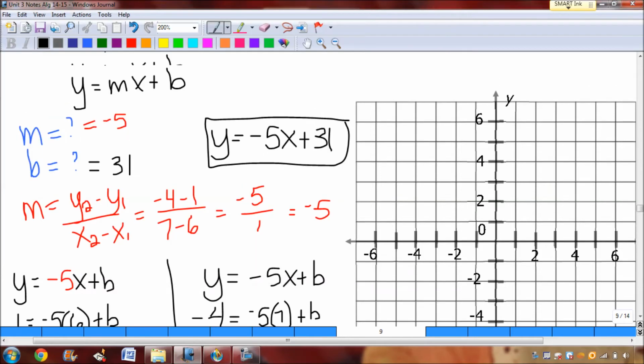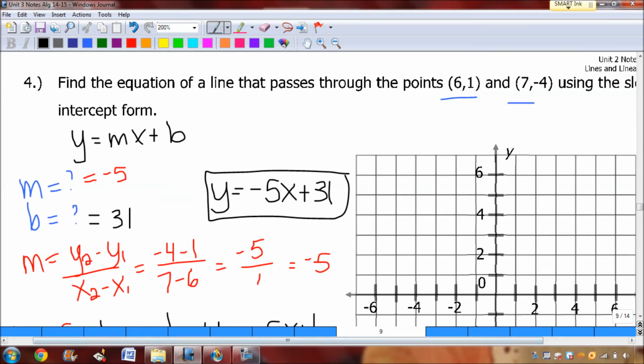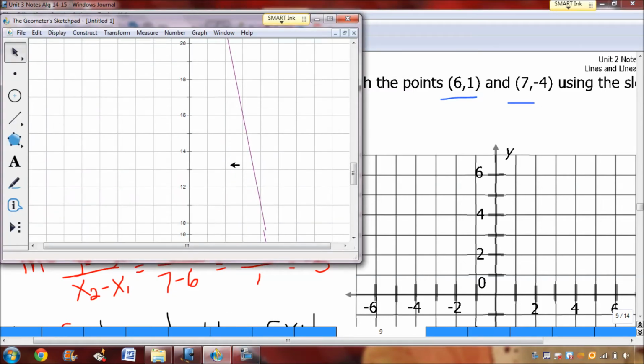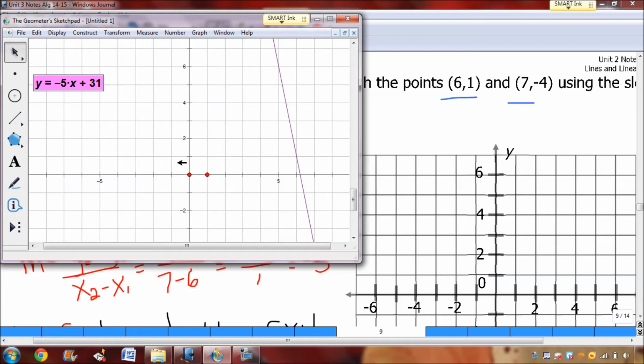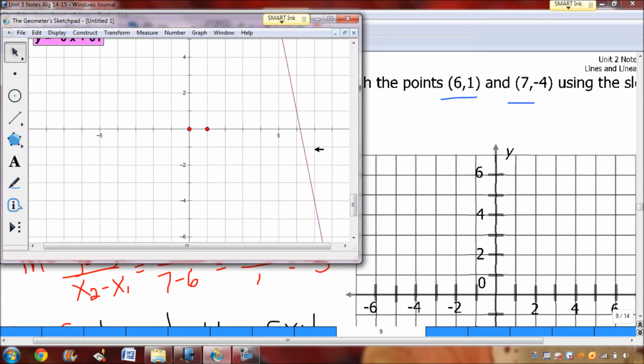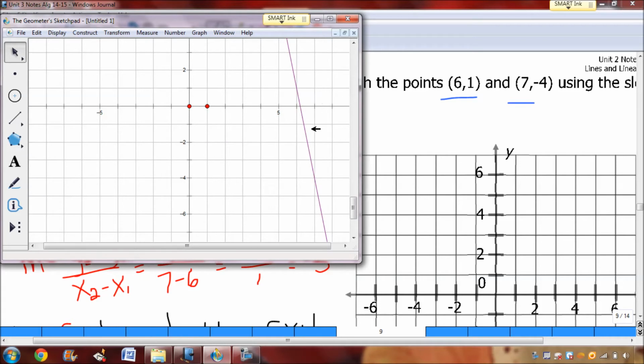Now we know that the points should go through (6, 1) and (7, -4). So when you're done, you need to check to see, did it really go through (6, 1)? So let's see. Here's 6, here's 1. It definitely went through it. And then let's go to (7, -4). So 7 and then down 4, it goes through that point as well. So we know for sure it's the right equation.